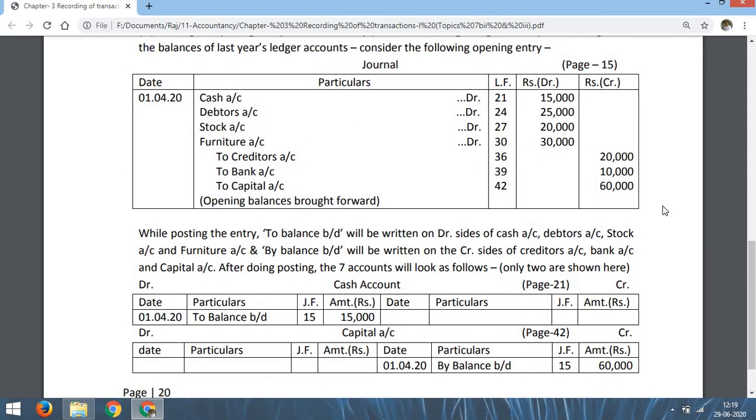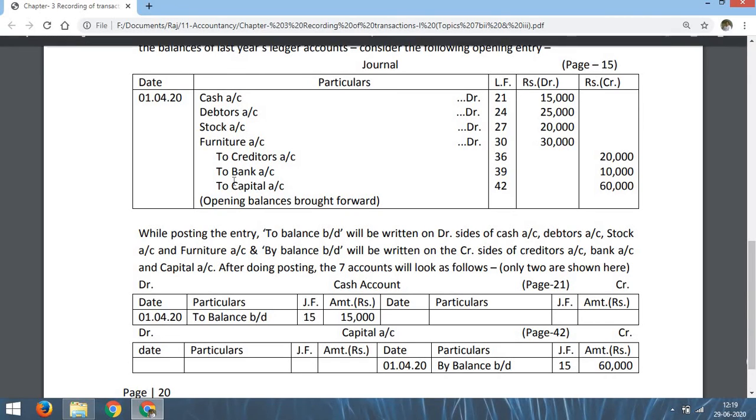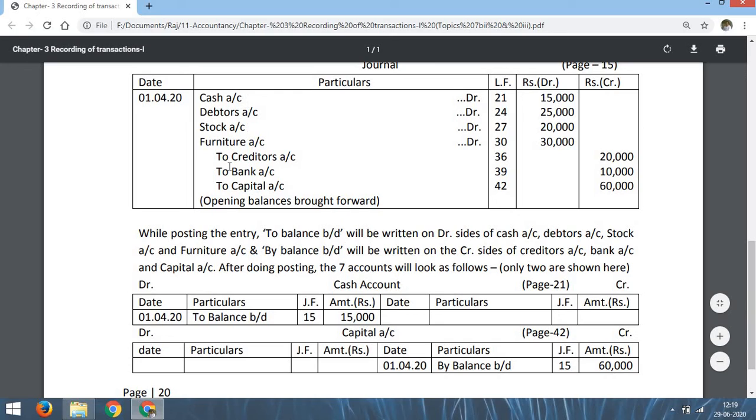Now the question is how to make posting of this opening entry. While making the posting of this opening entry, first of all we have to open the 7 accounts in the ledger: 1, 2, 3, 4, 5, 6, 7. That means cash account, debtors account, stock account, furniture account, creditors account, bank account and capital account. These 7 accounts will be opened.